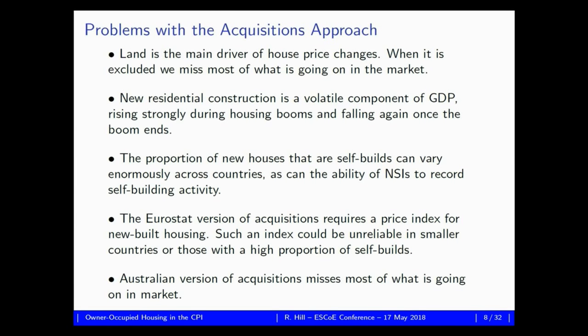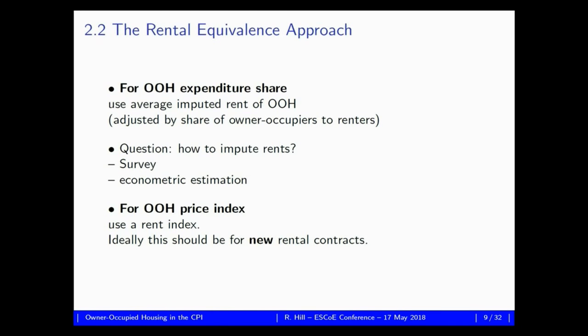The Eurostat version is a bit of a mix. You're not including land in the expenditure weights, but you are including it in the price index, and also constructing a price index for newly built housing can be problematic, particularly in smaller countries. Like some of the European countries, take Slovenia, they hardly have enough transactions of new apartments and houses to actually construct a price index for new housing. The Australian version, I would complain that it throws away everything that we care about. All the land is completely gone, and you end up with an index where you say, why bother? And we'll see this in the empirical results. If you do it the Australian way, you may as well not bother including OOH at all.